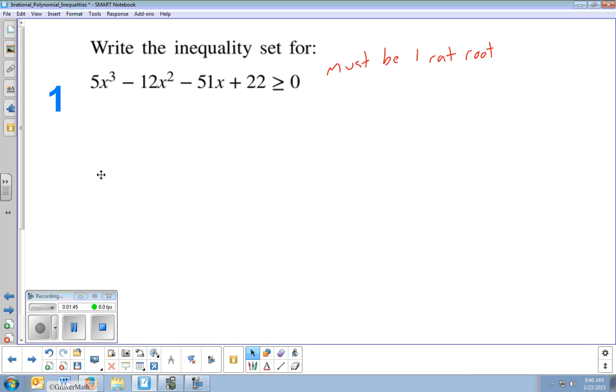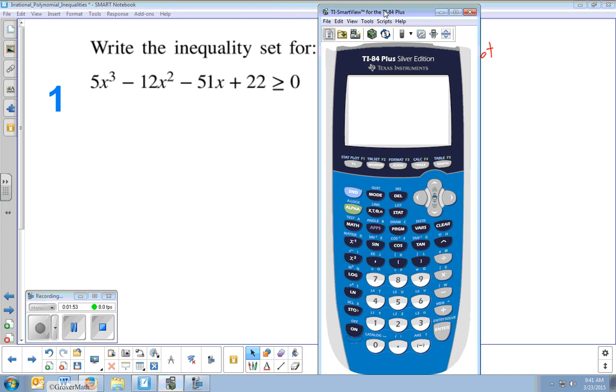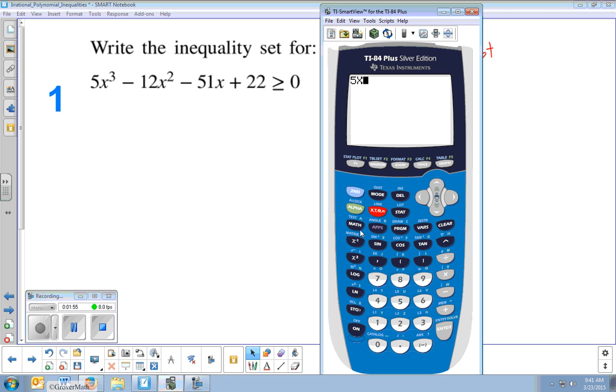And then once we have our three roots, we can figure out if it's positive or negative in those intervals and go from there. So let's type this into our calculator. Let's type in 5x cubed minus 12x squared minus 51x plus 22. And I always start with a zoom 6 and evaluate my graph from there.